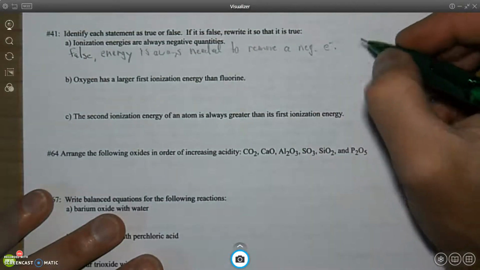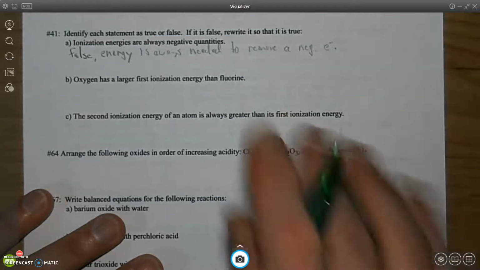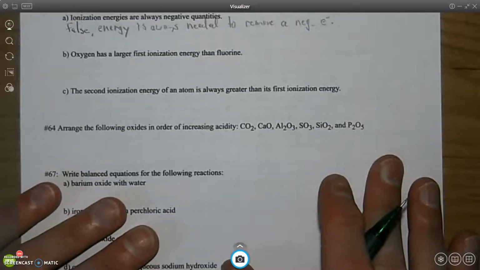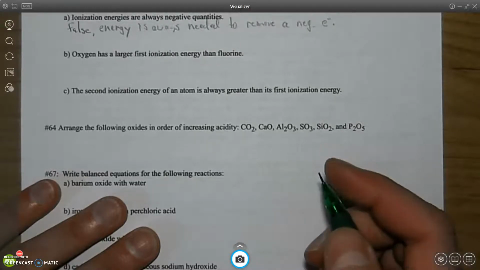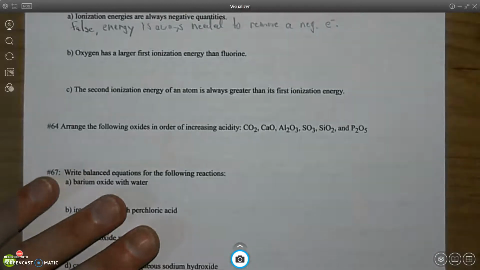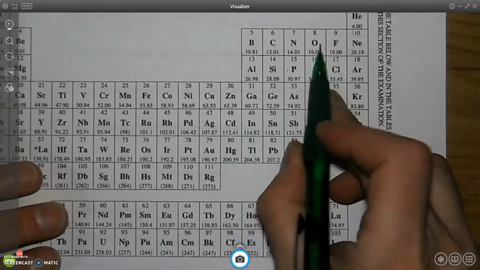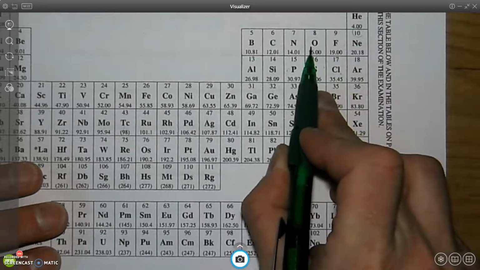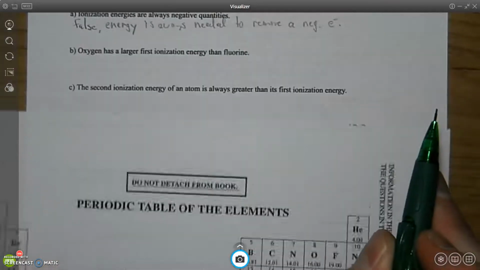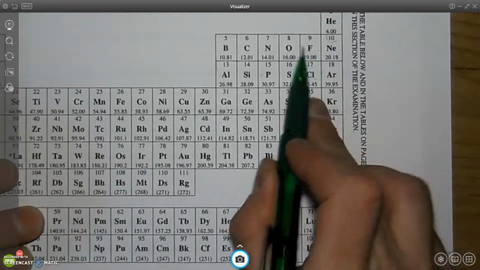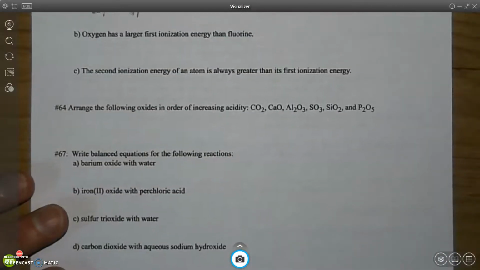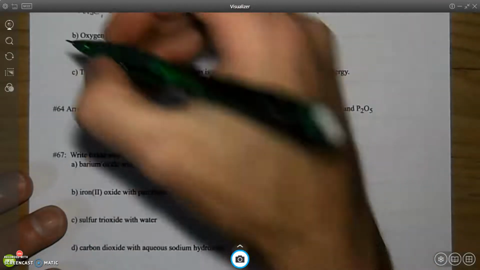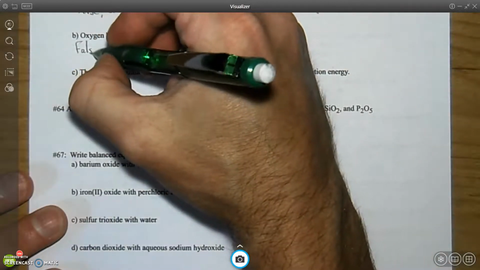And again, because it's attracted to a positive nucleus. B, oxygen has a larger first ionization energy than fluorine. So let's look at this first really quick. Oxygen, fluorine. Oxygen always has a larger first ionization energy than fluorine. Well, that should be false. Ionization energy is increasing going across here, and so fluorine is going to have the highest in that row because of Zeff. So we will answer that as false.